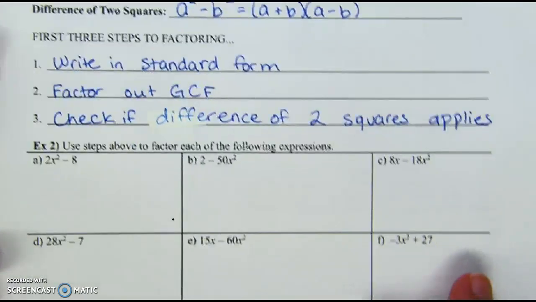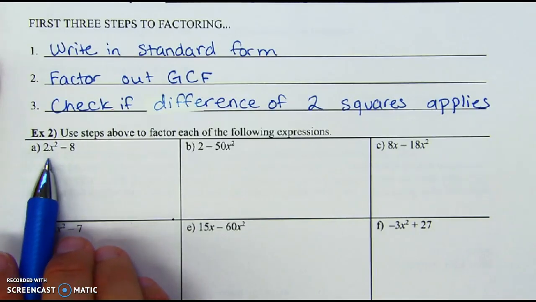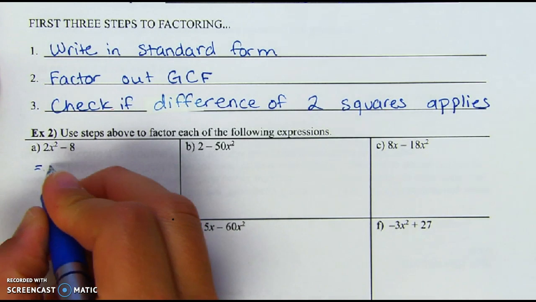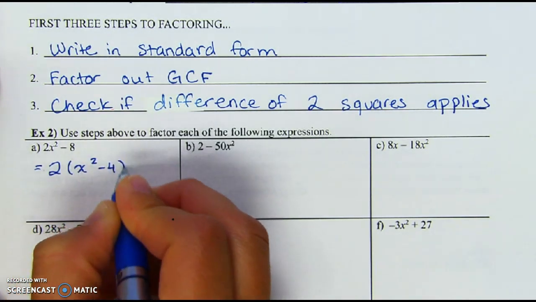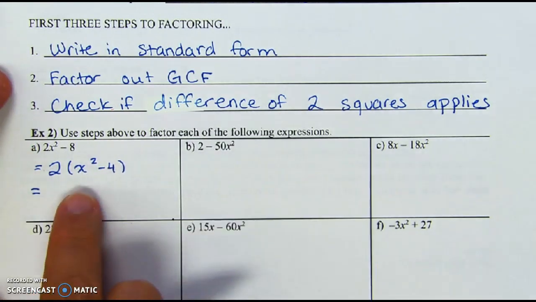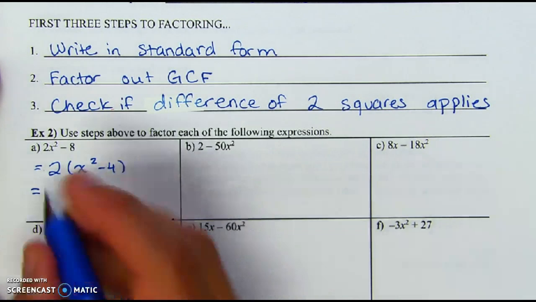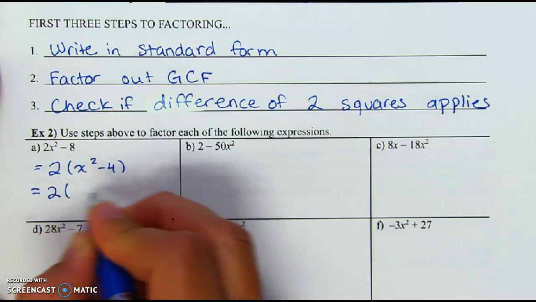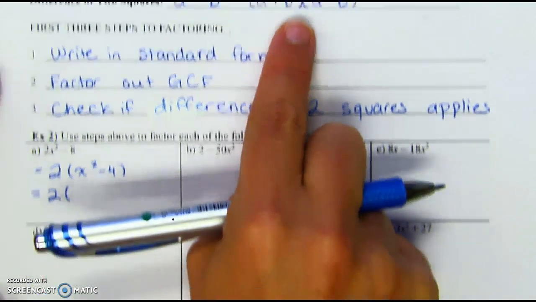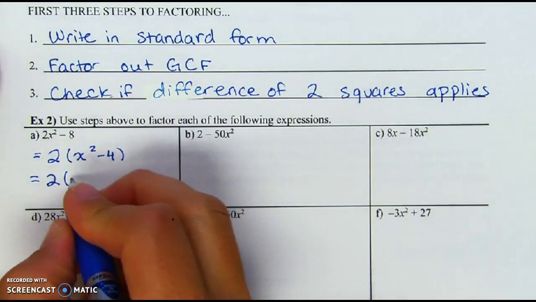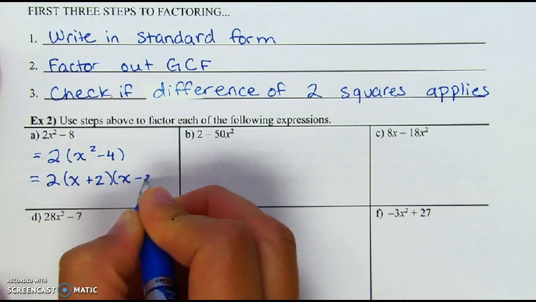Here we go. Step 1, is this in standard form? Yes, thank goodness. Step 2, is there a greatest common factor? Yes, 2 comes out, and then we get x squared minus 4. Step 3, is this a difference of 2 squares? Do you see a minus sign? Yep, and are both of these perfect squares? Yes, so we're going to factor again, following the formula that we wrote down here. All right, so how do you factor x squared minus 4? X plus 2 times x minus 2, and we're done.